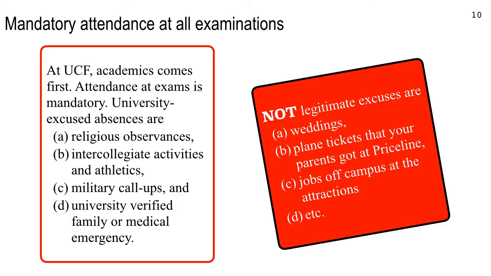University excused absences are the following. Okay, religious observances. So for instance, Rosh Hashanah or something like that. Intercollegiate activities in athletics. So that's like debate team or tennis team or something like that. Military call-ups, so ROTC, reserve, something like that. Get me your orders from your commanding officer. We'll get you squared away. University verified family or medical emergency. Medical emergency means you're in the hospital.